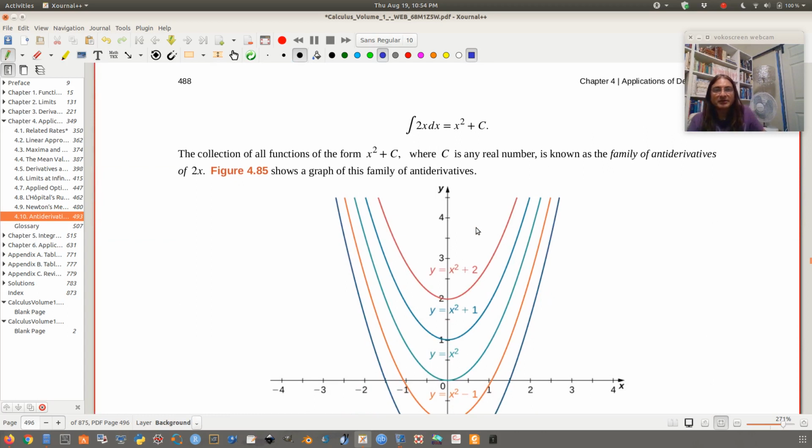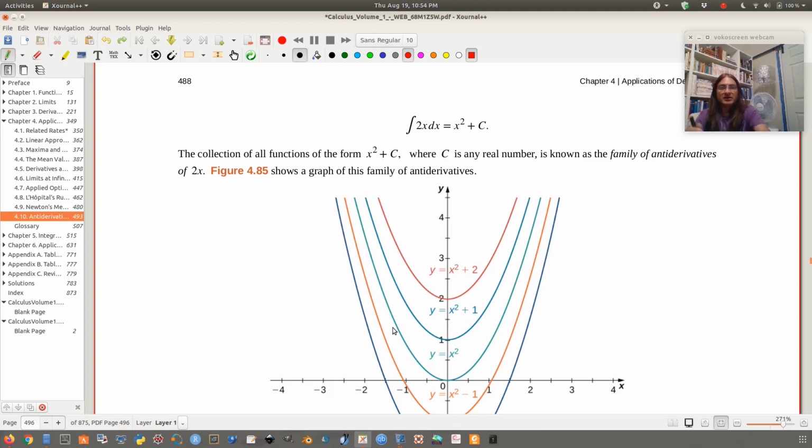For example, the indefinite integral of 2x is x squared plus constant. Why? You can double check. Take the derivative of this. What is it? It's 2x, because the derivative of a constant is 0. So these functions are all antiderivatives of 2x. It's a family of functions. For any constant, we have infinitely many indefinite integrals.